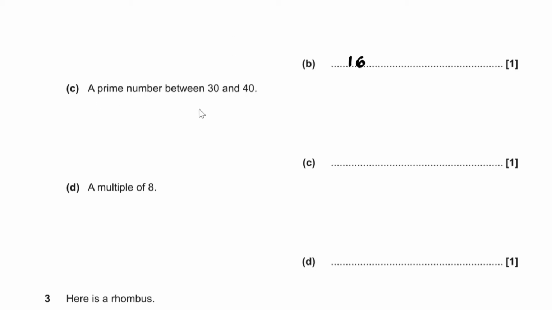For part C, we have to write down a prime number between 30 and 40. Well, the only prime numbers between 30 and 40 will be 31 or 37. We can write either of these down. I'm going to write down 37. For part D, we have to write down a multiple of 8. We can choose any multiple of 8. For example, we could choose 24.